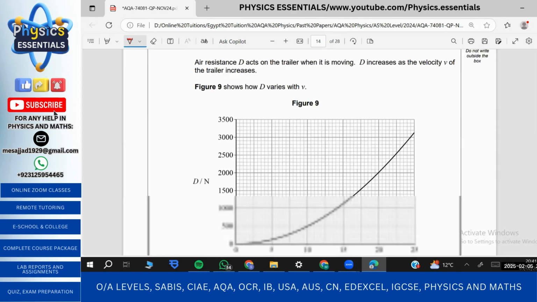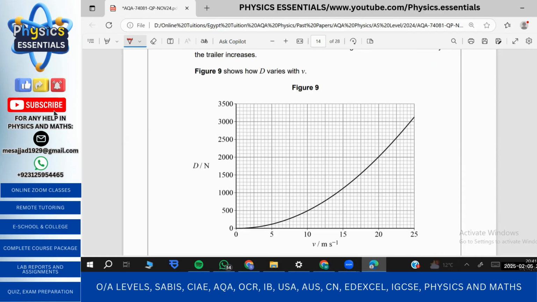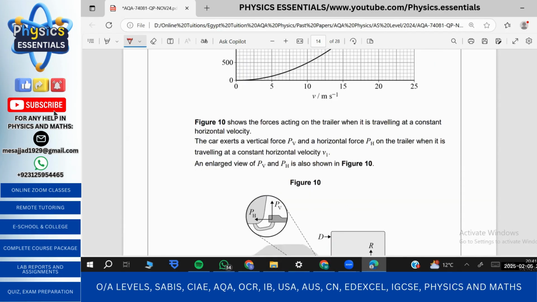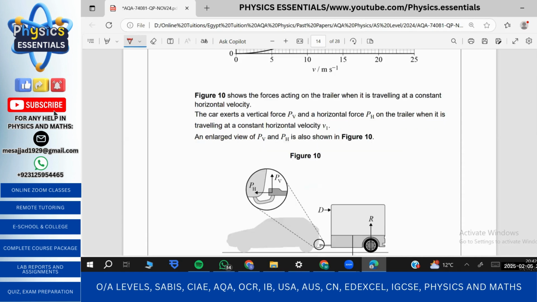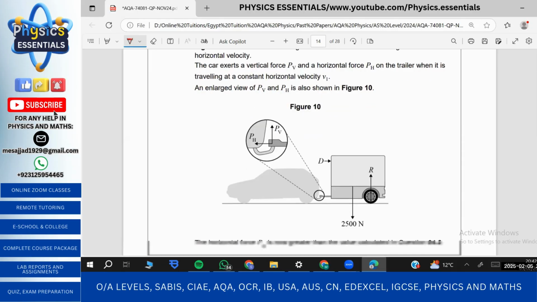Air resistance D acts on the trailer when it is moving. Okay. D increases as the velocity of the trailer increases. Figure 9 shows how D varies with V. Figure 10 shows the forces acting on the trailer when it is traveling at a constant horizontal velocity. The car exerts a vertical force PV and a horizontal force PH on the trailer when it is traveling at a constant horizontal velocity V1. An enlarged view of PV and PH, where PV means vertical force and PH means horizontal force, is shown in figure 10.